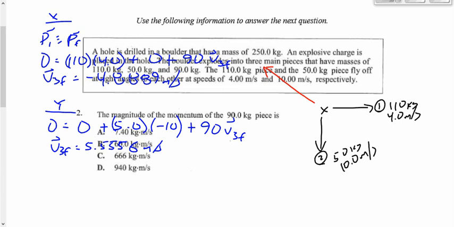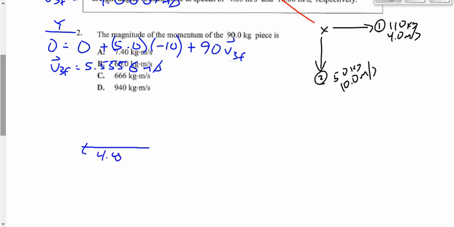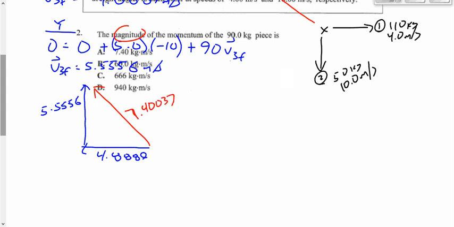You might have got negative where I got positive, and you might have got x where I got y. But you should have got both of those numbers. We combine them: 4.8889, 5.5556. We don't need to find the direction. We're just looking for the magnitude here. When we do, we end up getting 7.40037. So the answer would be A. Correct? 7.40. Nick's kind of doing this with his head. Hey, Nick, what's wrong?